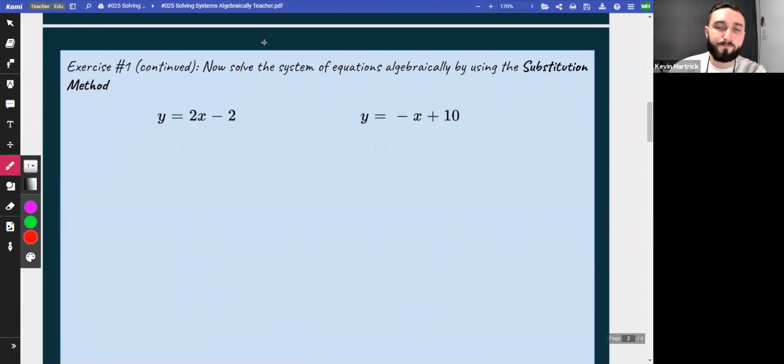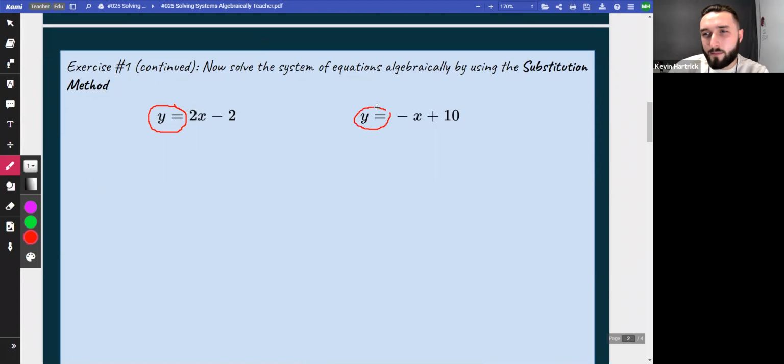So how does this work? This is what I want you guys to notice. First of all, we have two equations of lines here. We have y equals 2x minus 2, y equals -x plus 10. These are both equations of lines. Notice they both have this at the front, y equals.